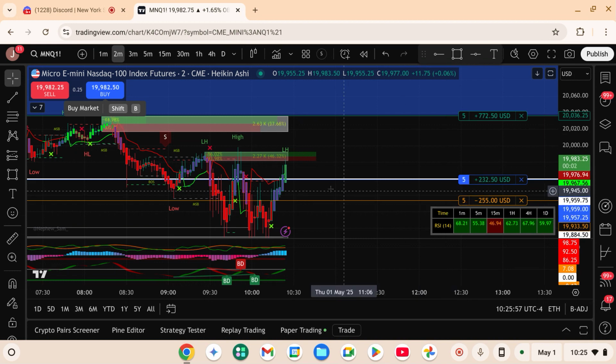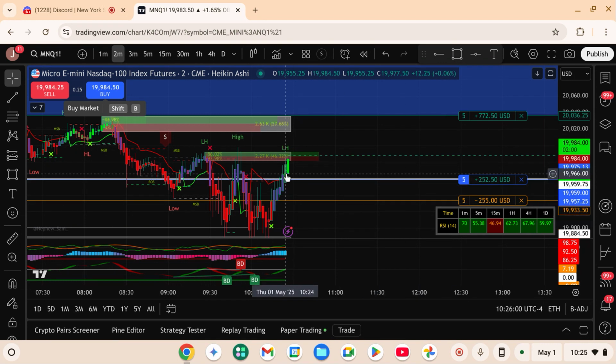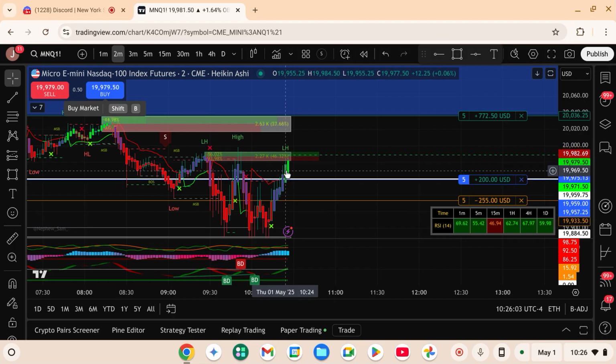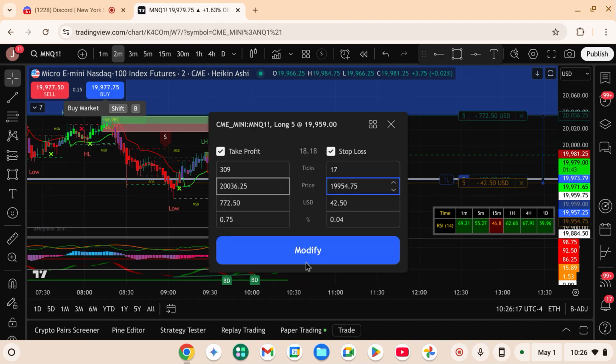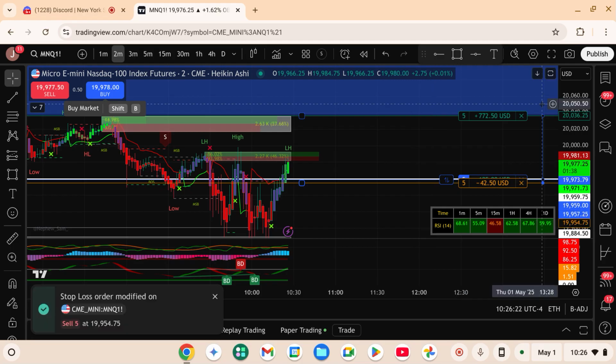The reason we're putting our stop below this one is because I think I mentioned before that these candles are stronger bullish candles. These ones are bullish, but the darker green ones are a lot stronger. So we'll put it below that one, so that way we're risking a lot less. So now we're only risking $42 to make $772.